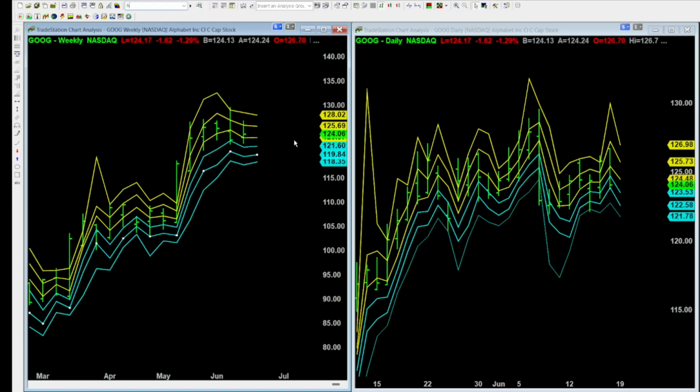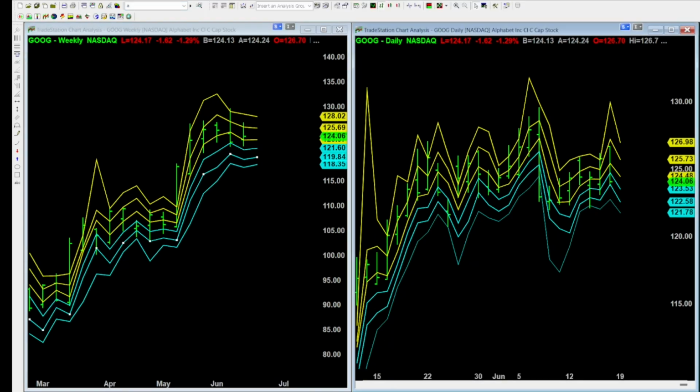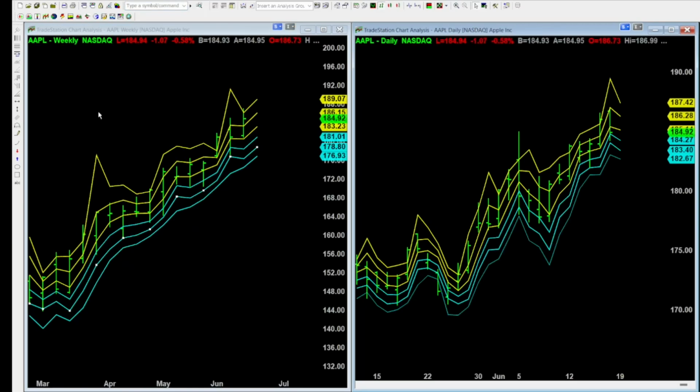For example, this is Google, the weekly chart and the daily chart, and you can see the fluctuations are also included in these trend lines. And this is a daily chart, and you see those trend lines represent potential highs and lows, and when the price reaches a trend line it starts to have a price reversal.